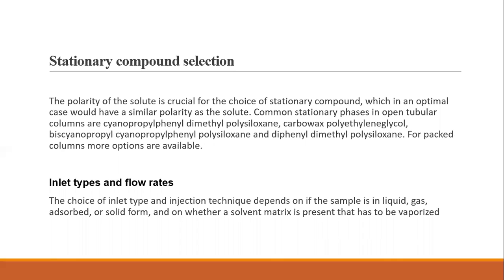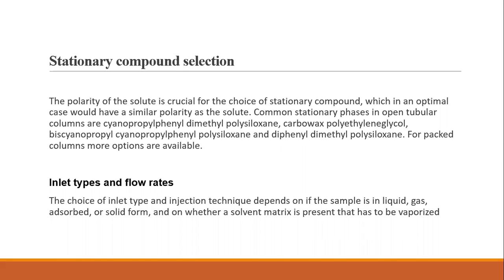Common stationary phases in open tubular columns are cyanopropyl dimethyl polysiloxane and polyethylene glycol. For packed columns more options are available. And the next method is inlet types and flow rates.